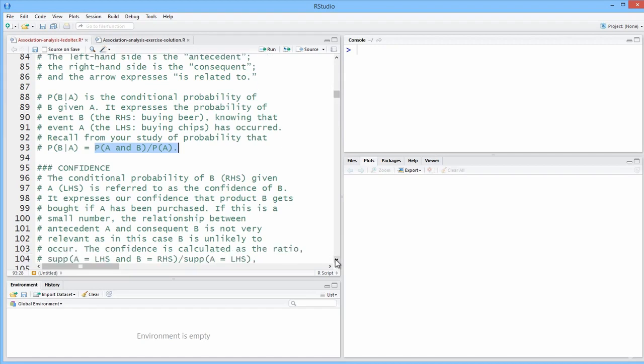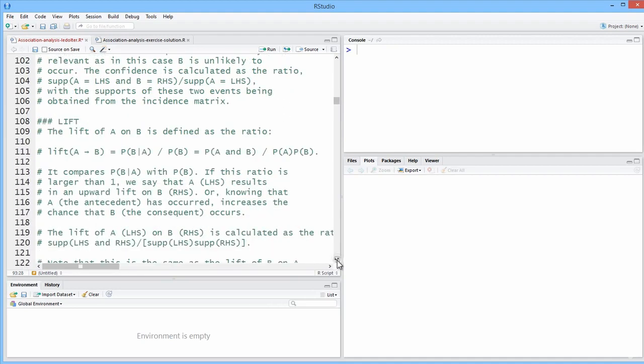And it reflects, it's a percentage from 0 to 1, and it reflects the proportion of times that B is bought given A is bought. It reflects the proportion of times that the consequent is bought given that the antecedent is bought. Now, lift, on the other hand, here's our little arrow friend again. Lift is the ratio of confidence divided by the proportion of times that B is purchased.